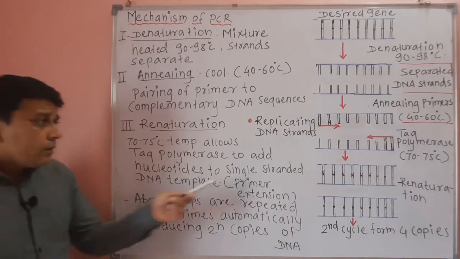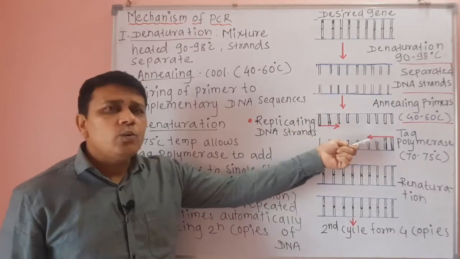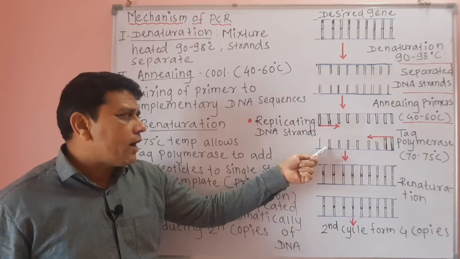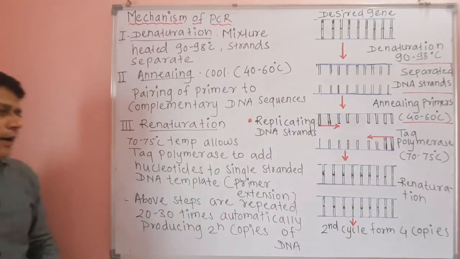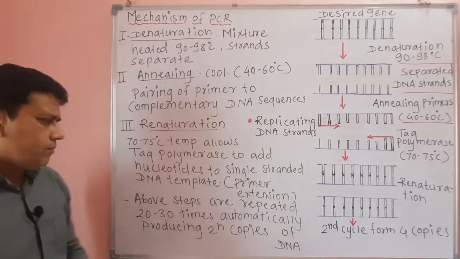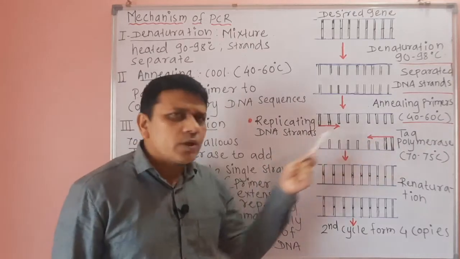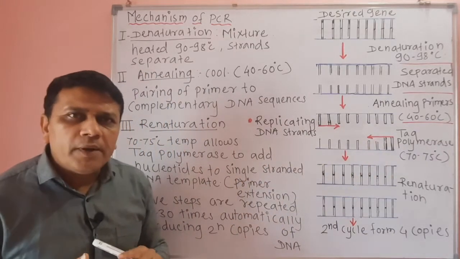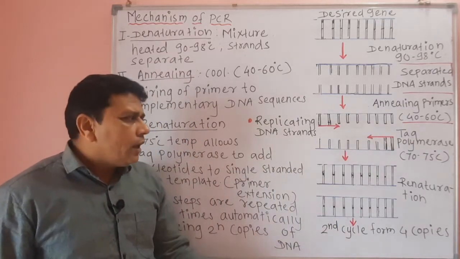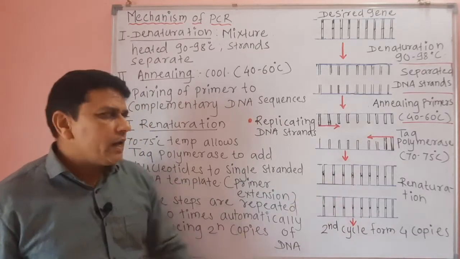So the strand on which a new DNA strand is produced, such a strand is called a DNA template, and the process is called renaturation. So on both the separated strands, two new strands are produced with the help of the DNA primer and the enzyme Taq polymerase, and two new DNA molecules are produced.